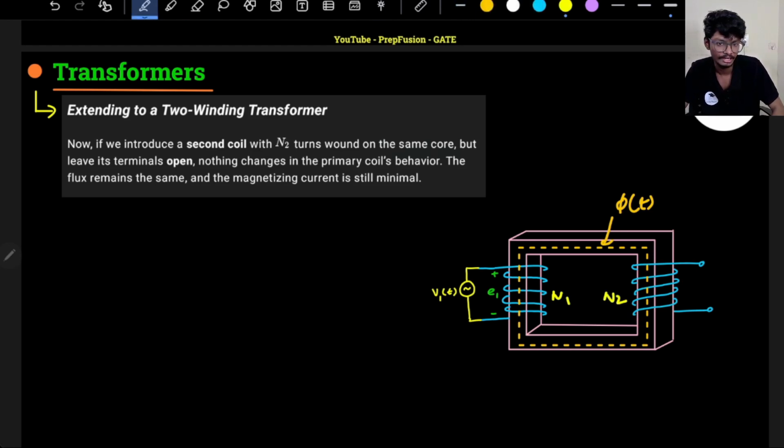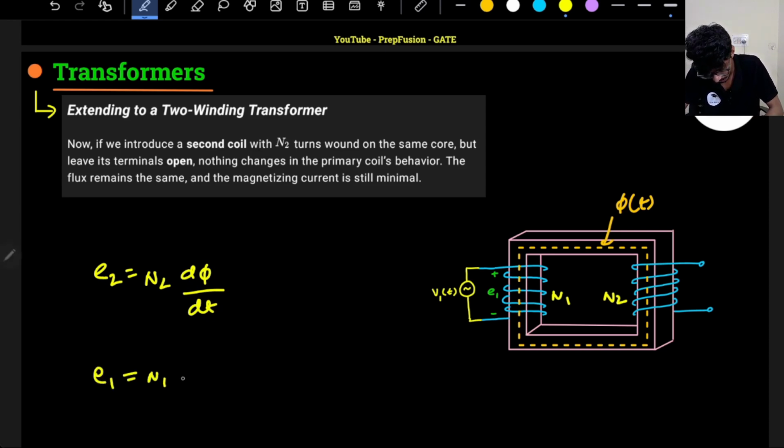So if I have N2 number of turns in the secondary, and if there is a change in flux, according to Faraday's law, I know there will be an induced EMF. E2 will be equal to N2 d phi by dt, because the flux is constant throughout the core. The same flux is linking the primary and secondary. I know the induced EMF in the primary is what? N1 d phi by dt.